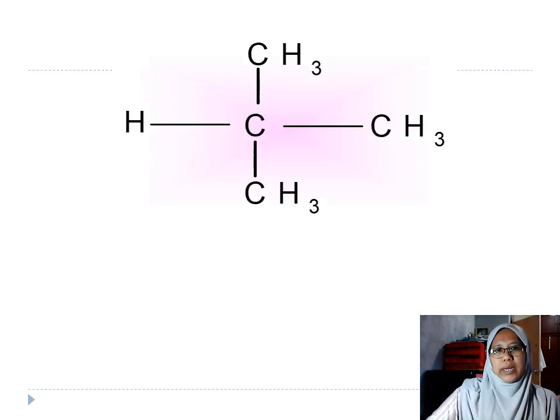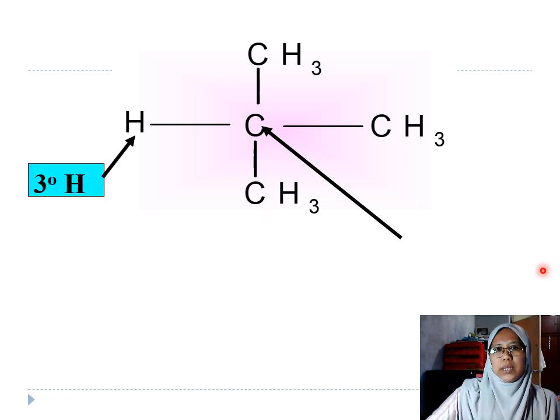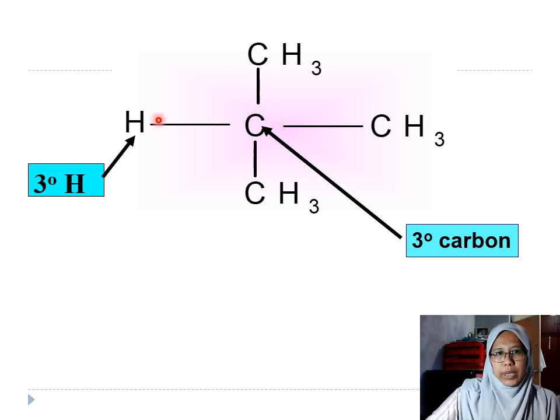Next, we look at a different compound. This compound is showing the hydrogen that is attached to a tertiary carbon. So, we need to identify this carbon first. This carbon is attached to 1, 2, and 3 carbons, so it is a tertiary carbon. Attached to it is the tertiary hydrogen.